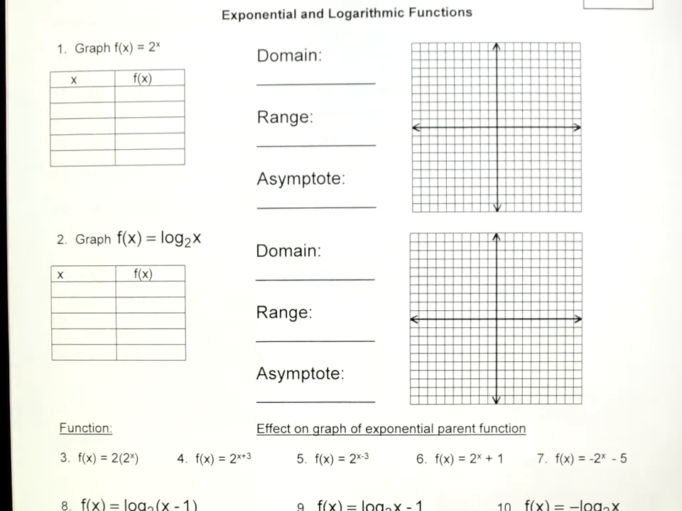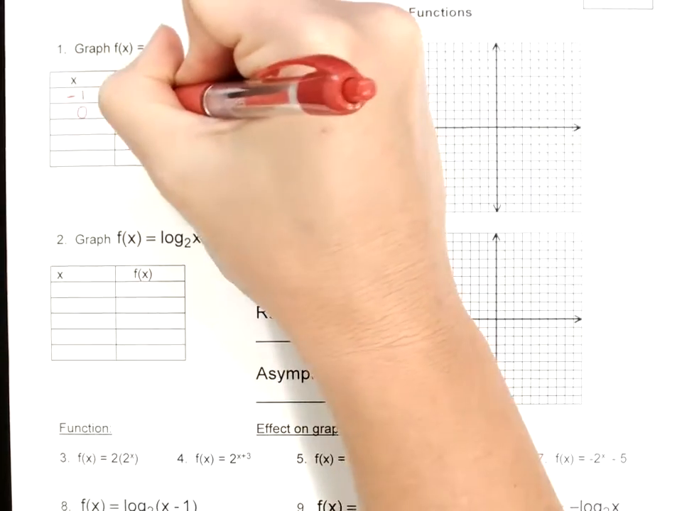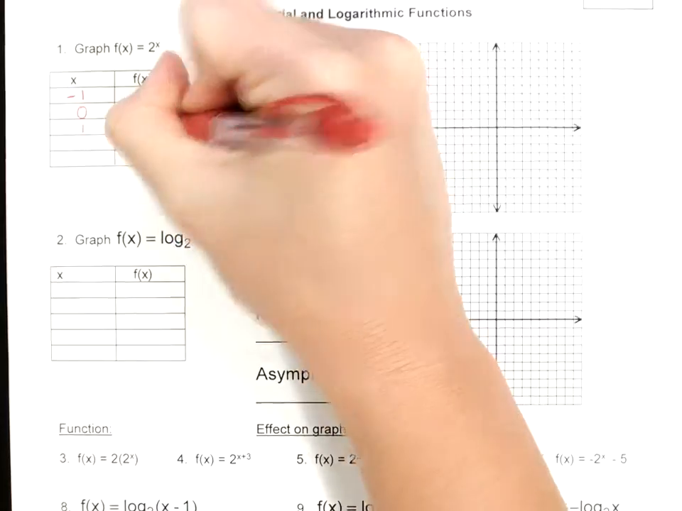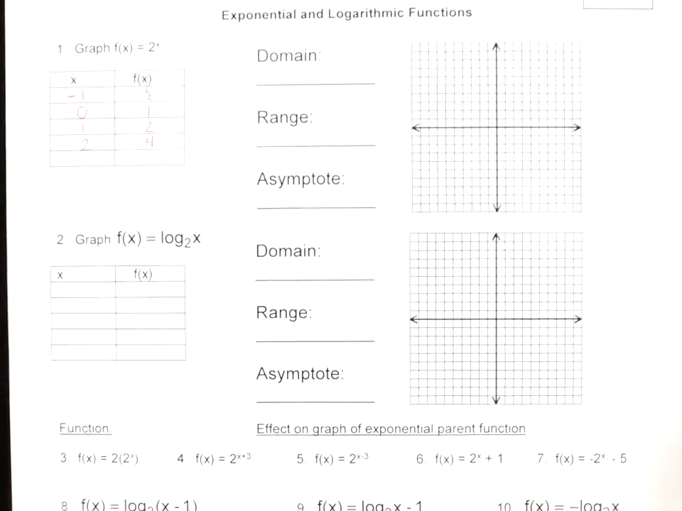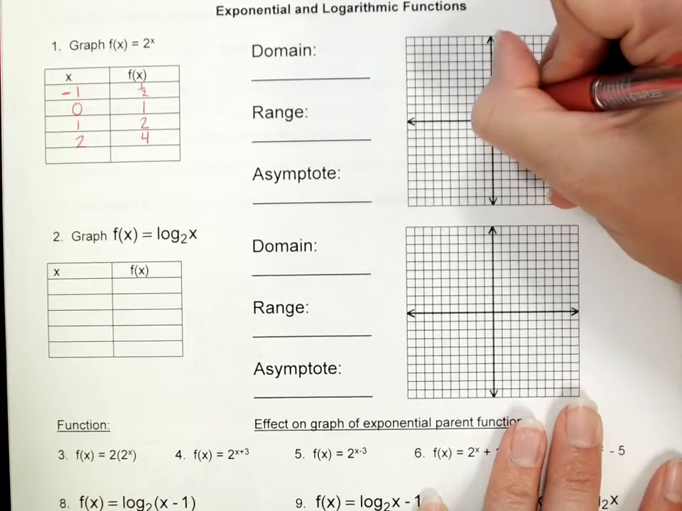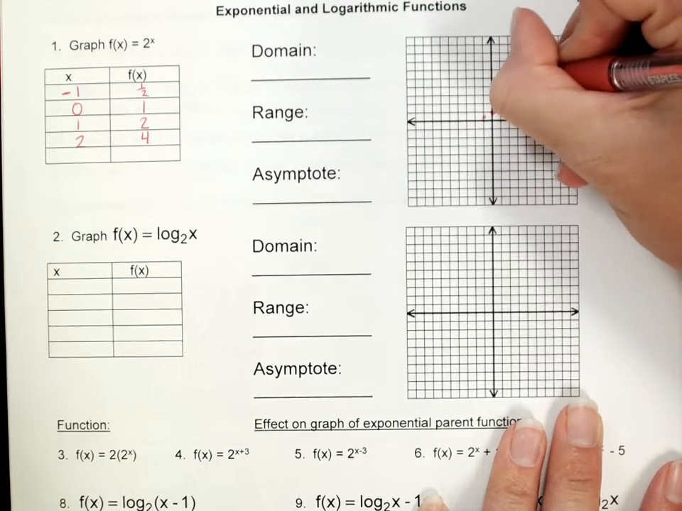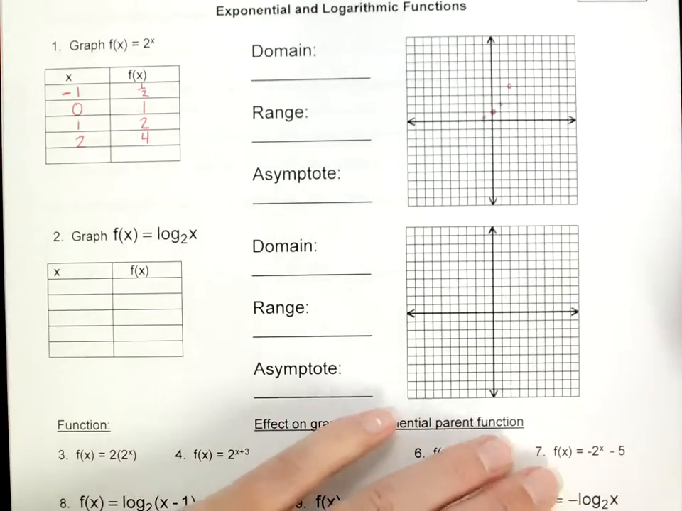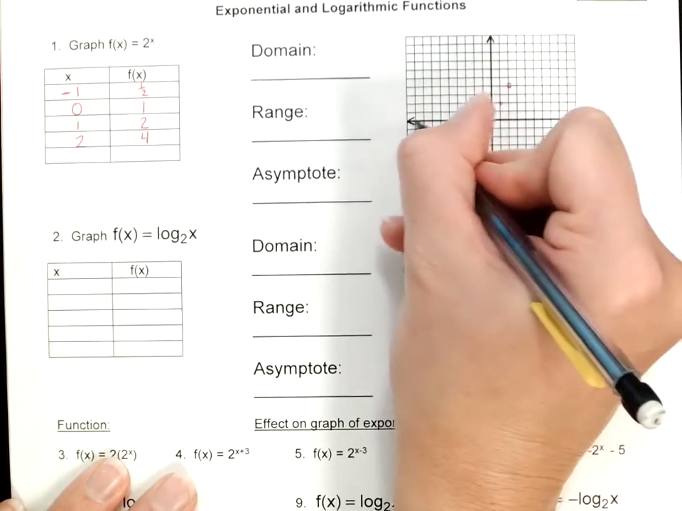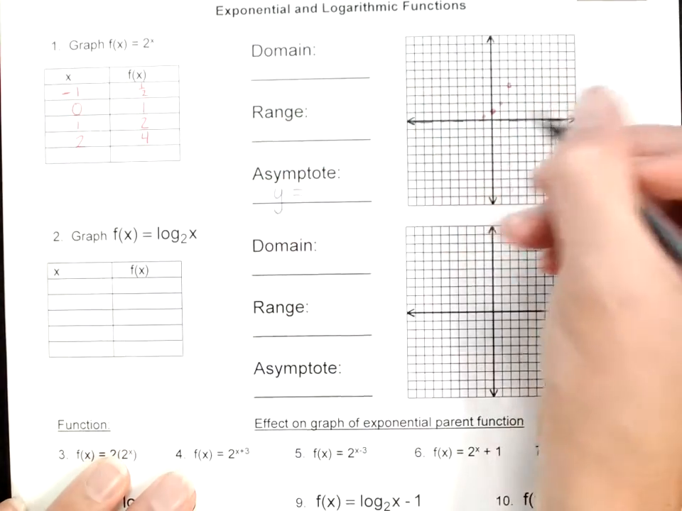Last two parent functions, exponential and logarithmic functions. For our exponential, remember the points that you were supposed to memorize are (-1, 1/2), (0, 1), (1, 2), and (2, 4). If I plotted these, remember, here we have another asymptote. The asymptote here is just a horizontal asymptote at the line y equals 0.